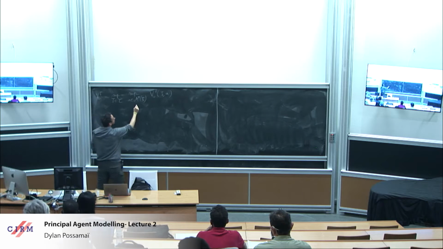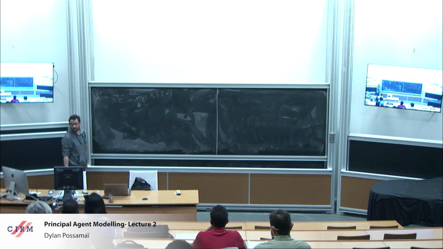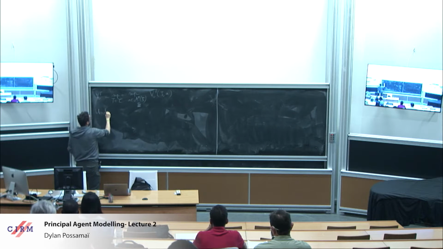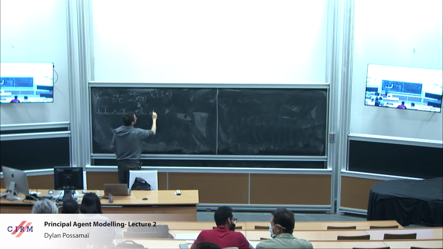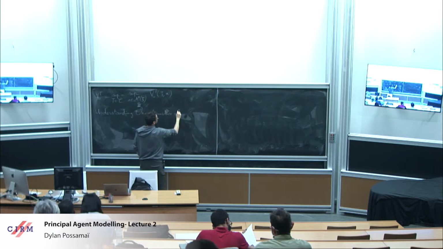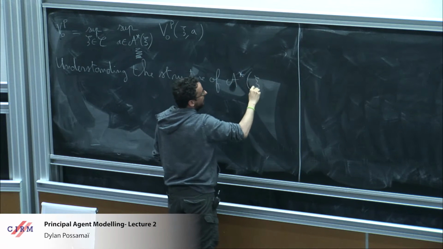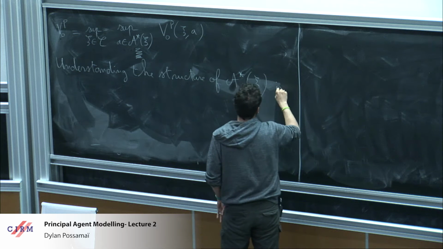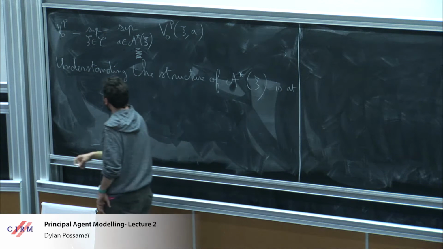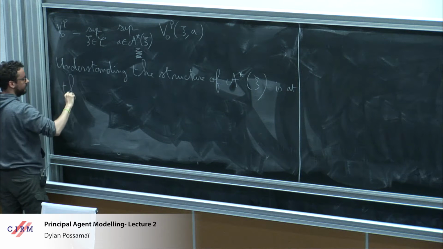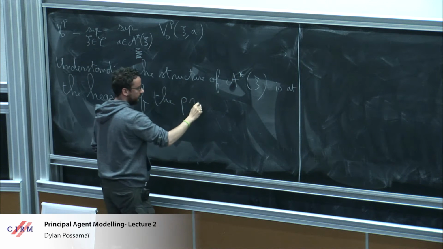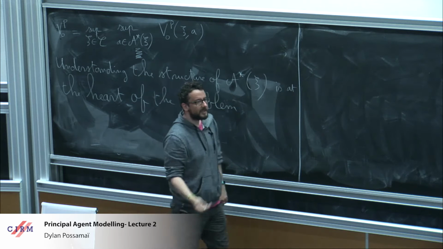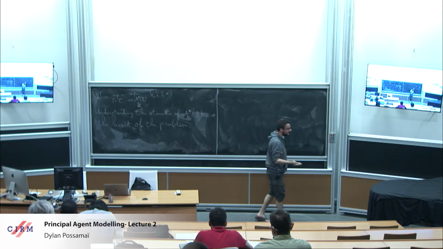Right, so this is understanding what is the structure of this set here. That is a hard problem. So understanding the structure of A star of Xi is somehow at the heart of the problem here. So this is something that we had trouble with in the static setting.